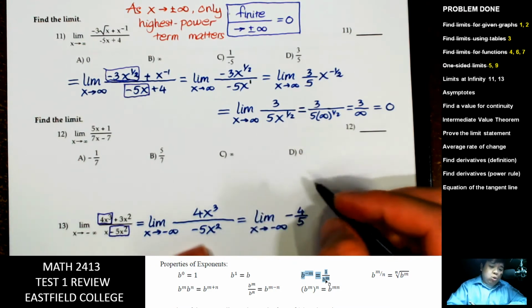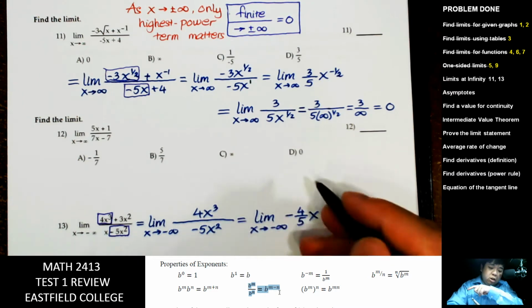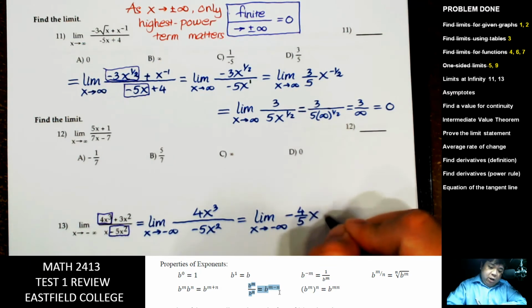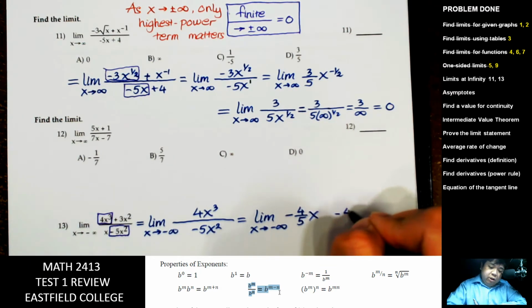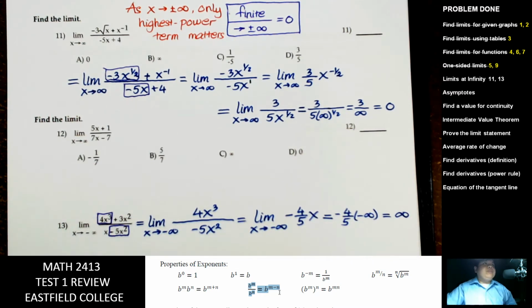X cubed over x squared is x. Or we use the formula, that one. We just subtract the exponent. 3 minus 2 is 1. We can write that on the top as well. Anyway, now x goes to negative infinity. Negative times negative is positive. Make that equal to infinity. Right, so that would be the limit. And that was 13.